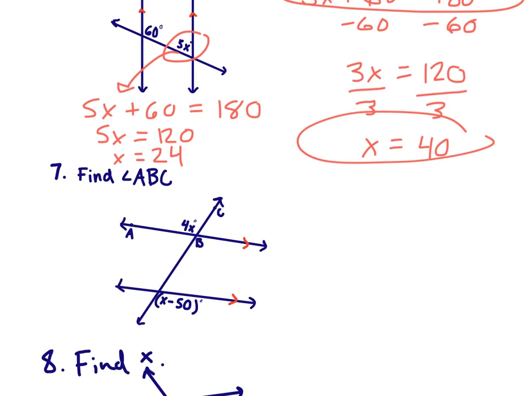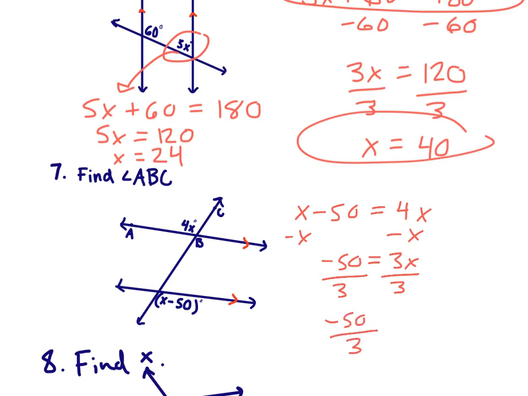Okay, number 7 says find angle ABC. Florencia, what equation did you get for this one? I put x minus 50 equals 4x. Perfect. So then we solve for x. So we can subtract x from both sides. So we get negative 50 is equal to 3x. Divide by 3. And we can just leave it as negative 50 over 3 is equal to x.